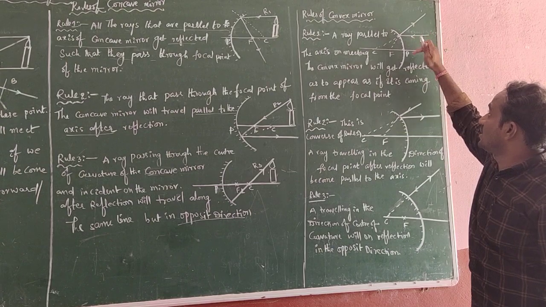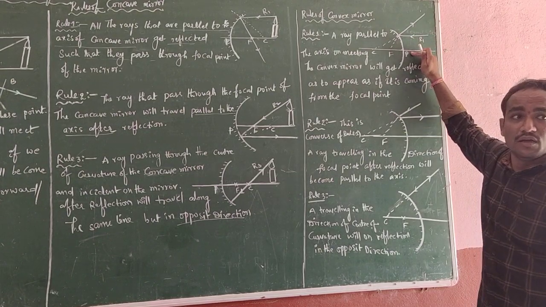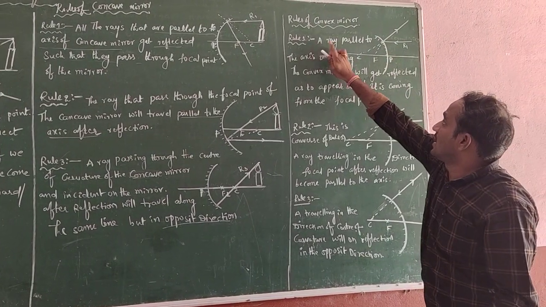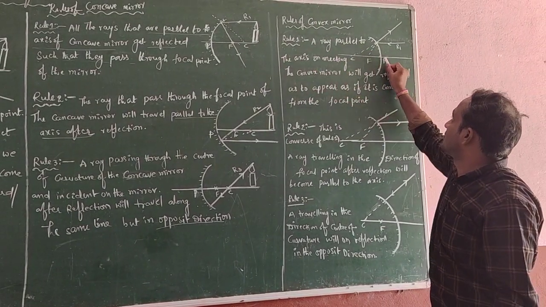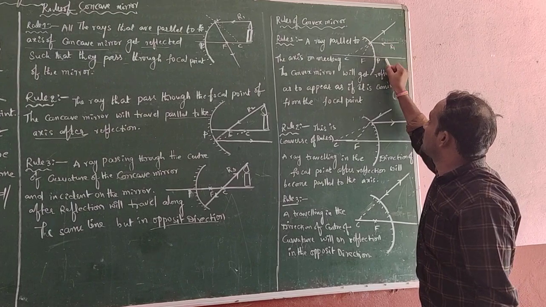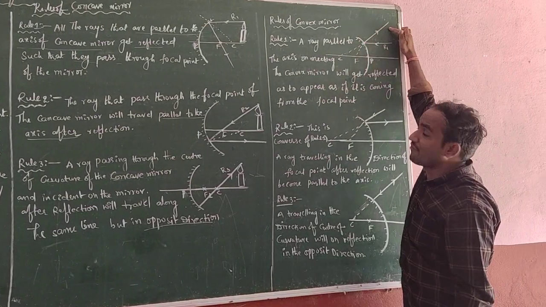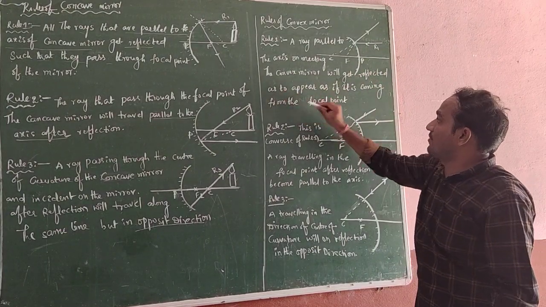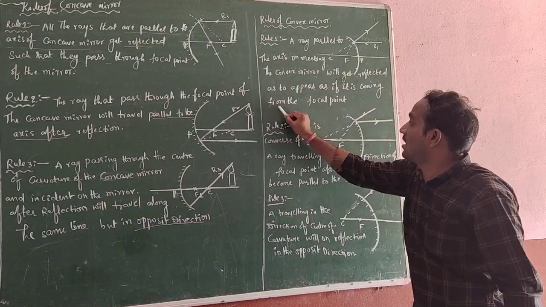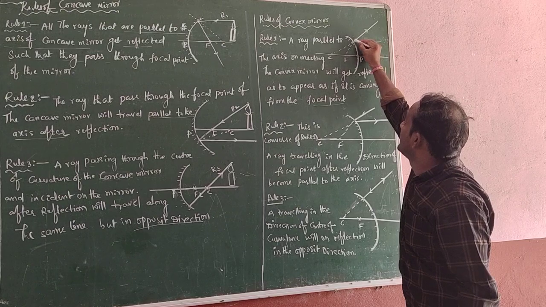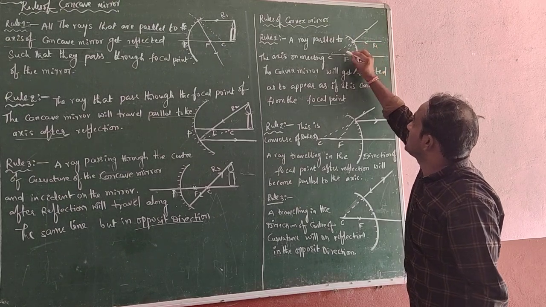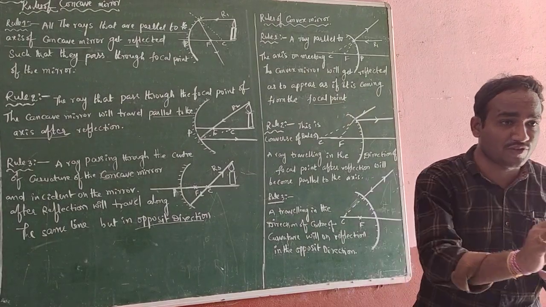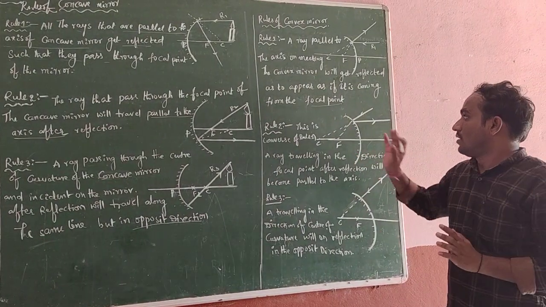With respect to the principal axis, the ray is parallel. The ray is parallel to the principal axis. It gets reflected, and after reflection it appears to come from the focal point. So the ray appears to come from the focal point.